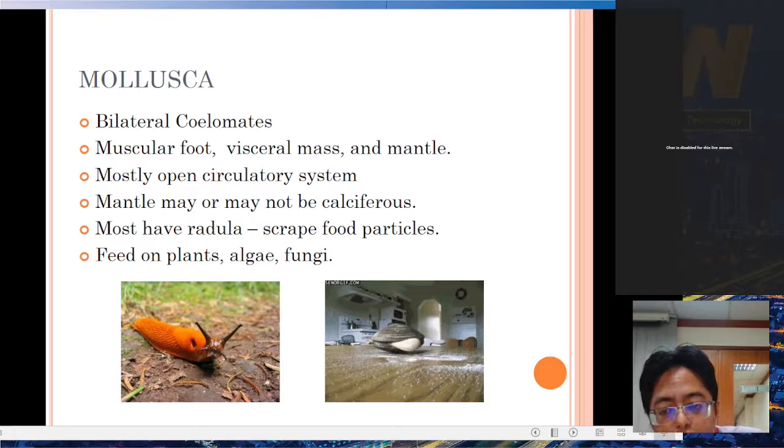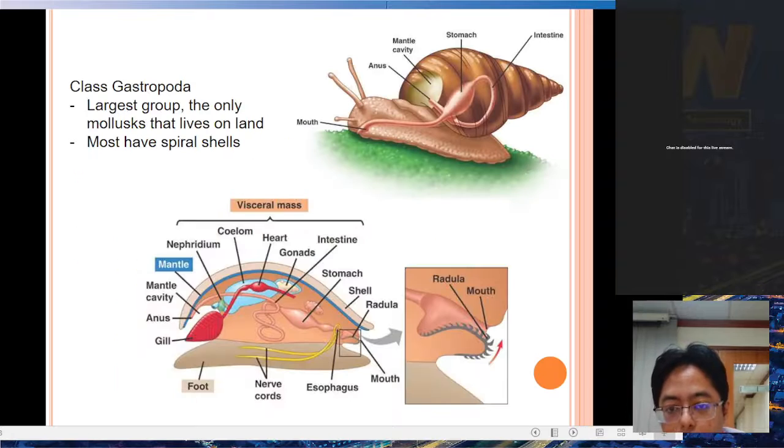Snails are calciferous also, but slugs don't have it. Most have a radula, which is a tongue, to scrape food particles, and they feed on plants, algae, and fungi. This is the snail, or gastropoda. Gastro means stomach, poda means leg, so they are the ones that move on their stomach. They are the largest group, the only mollusca that lives on land, and most of them have spiral shells.